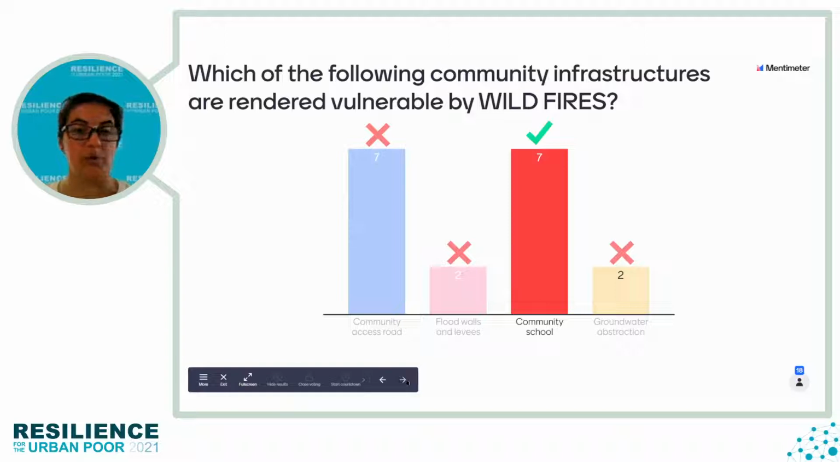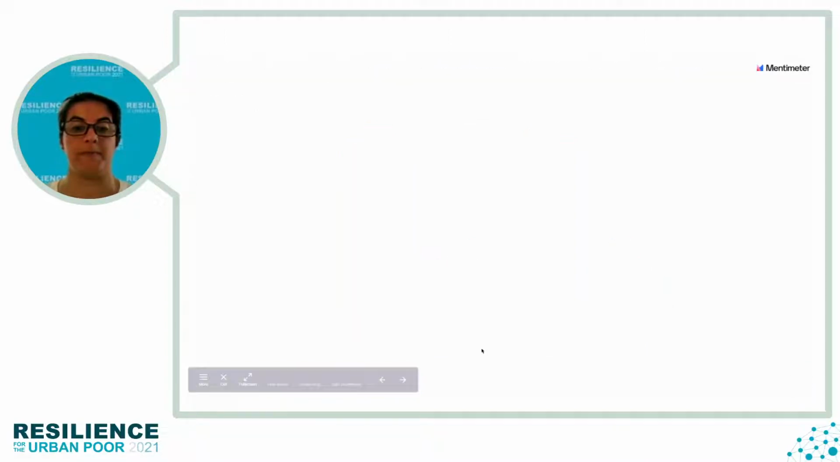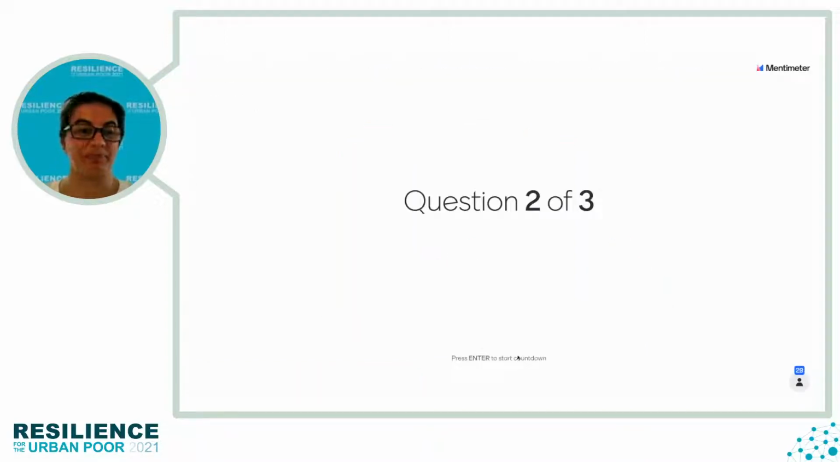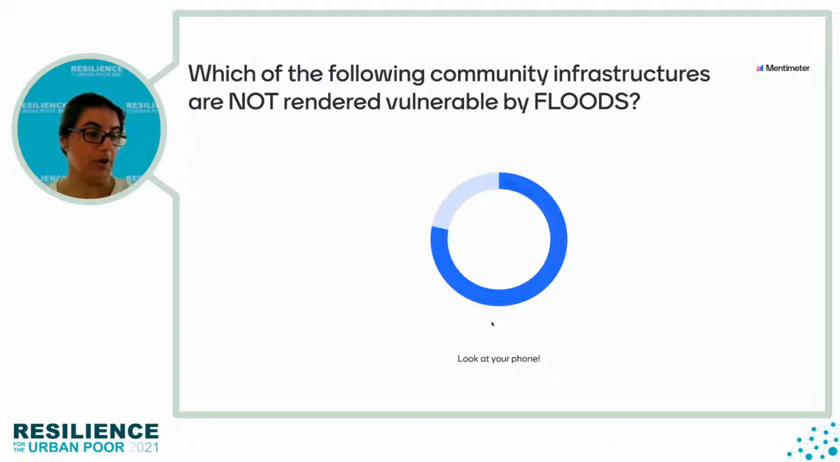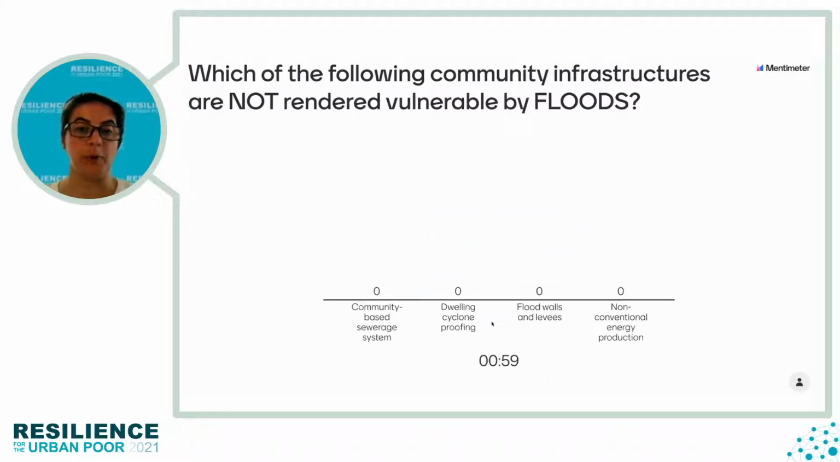So let's go to the next question. Which of the following community infrastructure are not rendered vulnerable by floods? Not rendered vulnerable. Let's see. Our answers are community-based sewage system, dwelling cyclone proofing, flood walls and levees, and non-conventional energy production.